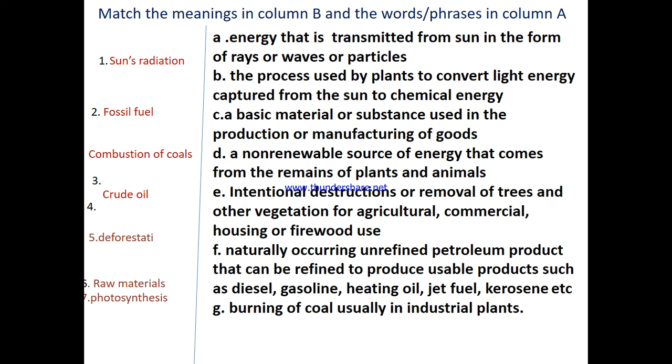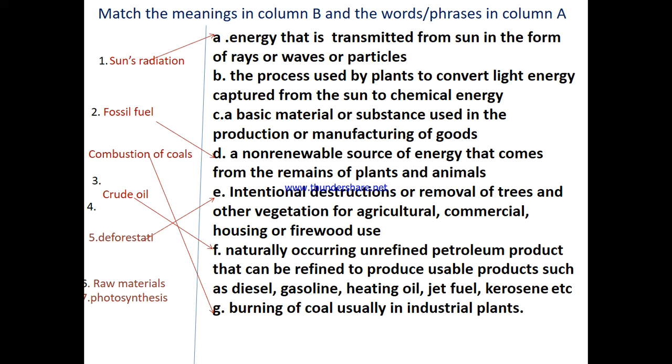Match the meanings in column B with the words and phrases in column A. Sun's radiation is related to the meaning: energy that is transmitted from the sun in the form of rays or waves or particles. Fossil fuels are non-renewable sources of energy that come from the remains of plants and animals. Combustion of coal, burning of coal usually in industrial plants. Crude oil, naturally occurring unrefined petroleum product that can be refined to produce usable products such as diesel, gasoline, heating oil, jet fuel, kerosene, etc.